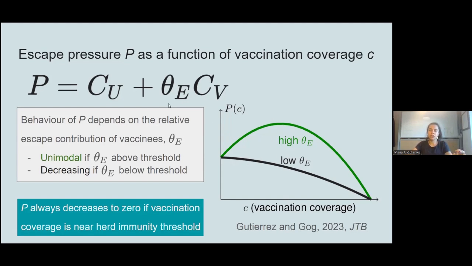However, if theta E is low, not necessarily below 1, but just not super high, then the escape pressure is decreasing. And what that means is that if vaccinated individuals maybe only slightly contribute to selection a bit more than the unvaccinated, or if they contribute less than the unvaccinated, then vaccinating is always good because we reduce transmission a lot. So that's less infection, so that's fewer opportunities for mutations of escape strains to appear. So in that case, we do not have that peak at intermediate vaccination levels.